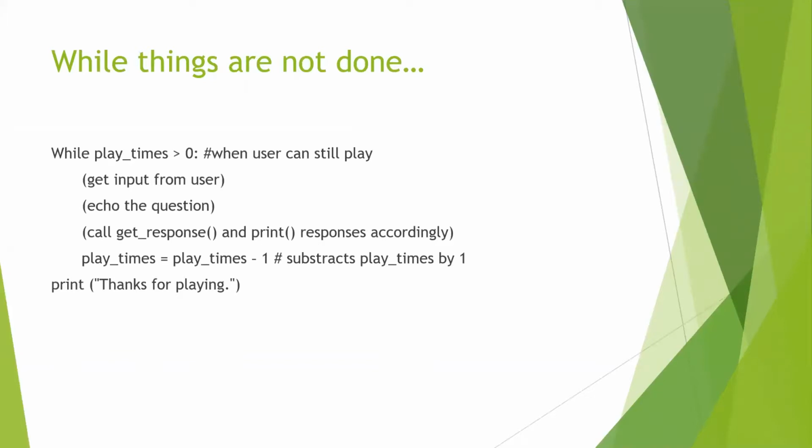So let's check out the general outline of what we're gonna do in a short time. While play times is greater than 0, so when the user can still play the game, we want to get the input from the user, we want to echo the question, and then we're going to call get response, and we want to print the responses accordingly. And play times will be equal to itself subtract 1. So that line right here will subtract play times by 1. And then at the very end, we want to print thanks for playing. It's just a thank you message.